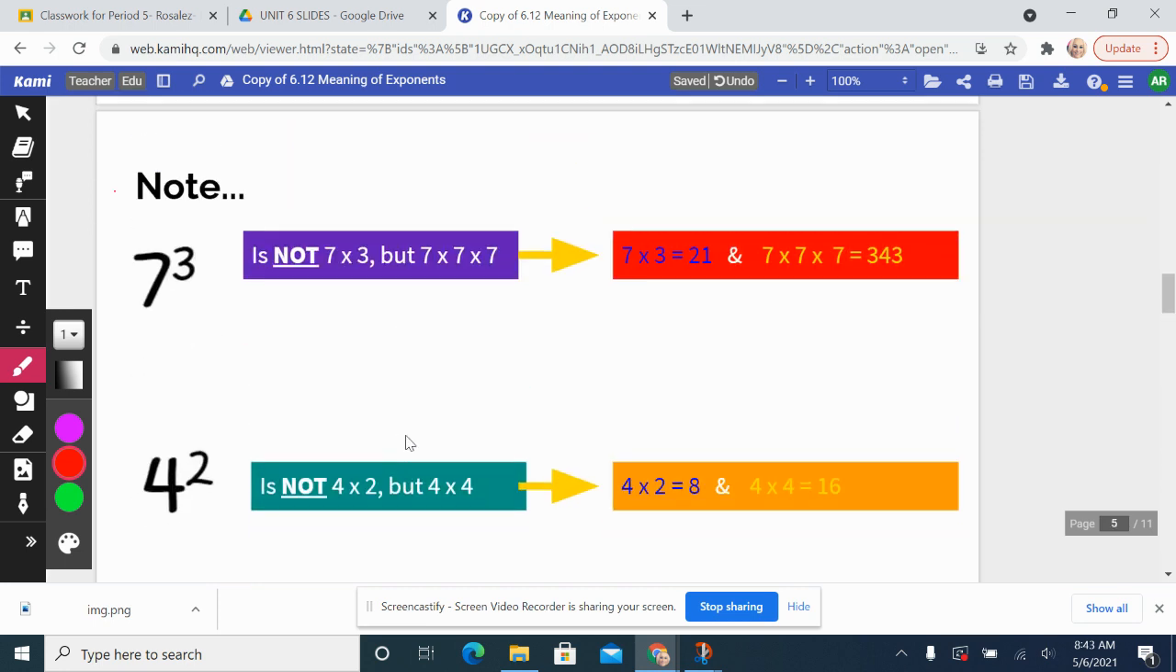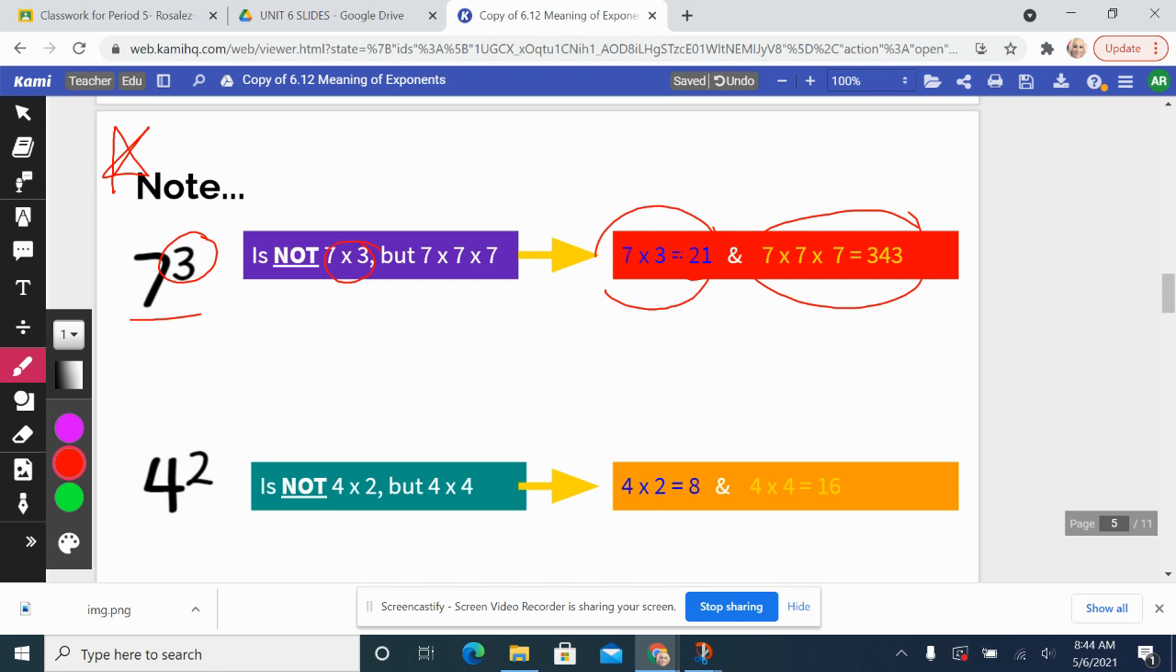Now, I want you to take a note of this. This is important, and I see this every single year. A lot of kids see 7 to the third, and they think that means 7 times 3. It does not mean 7 times 3, right? What it means is 7 times 7 times 7. So you multiply 7 to itself 3 times. That is what's going on. So I just showed you what not to do over here, right? So 7 times 3, that makes 21. Well, 7 times 7 times 7, that's 343. So take note that those are not the same, right? 21 and 343 are 2 completely different answers.